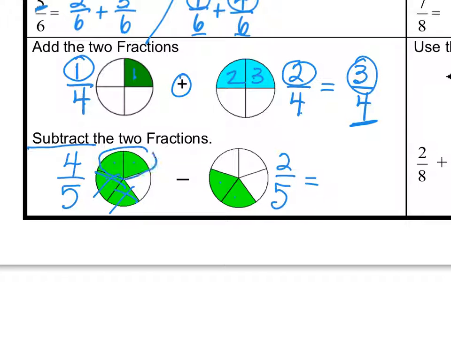What are we left with? 2 of the pieces, right? And each of those pieces is called a fifth. So we have 2 of the fifths left. 4 fifths minus 2 fifths equals 2 fifths.